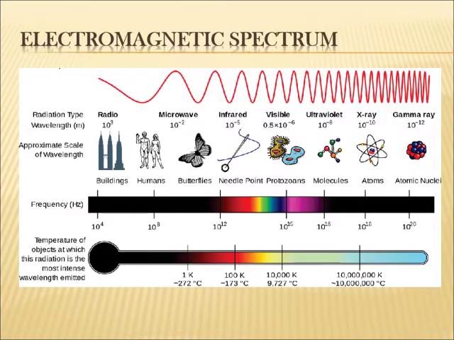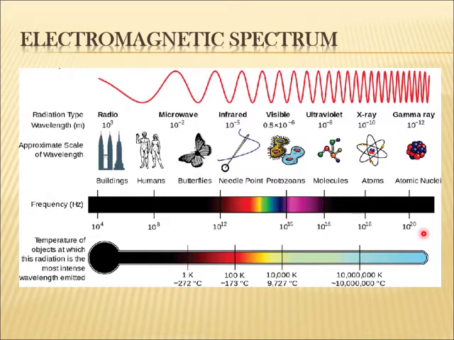This is the electromagnetic spectrum, starting from the higher wavelength radio waves towards the lower wavelength gamma rays. The wavelength and frequency are inversely proportional: C is equal to nu lambda. So the frequency increases from the radio waves towards the gamma rays.